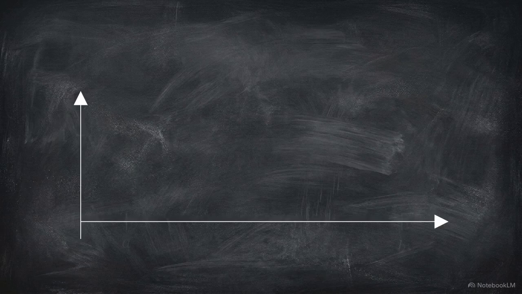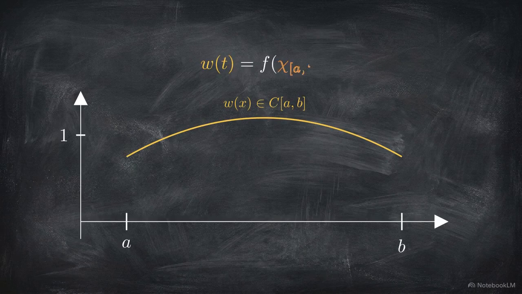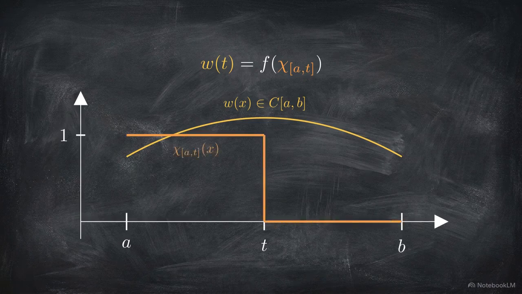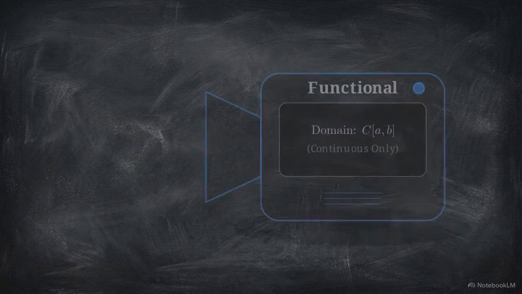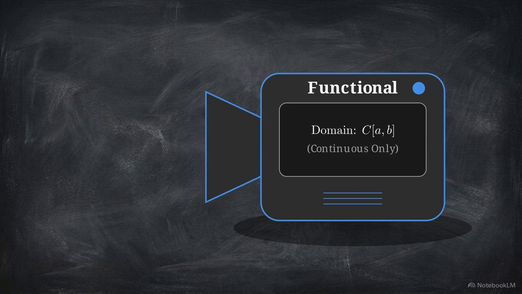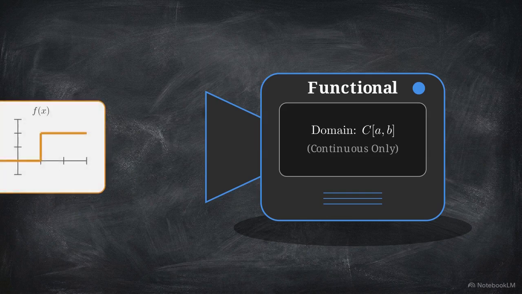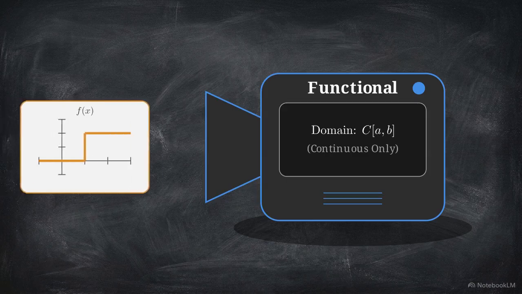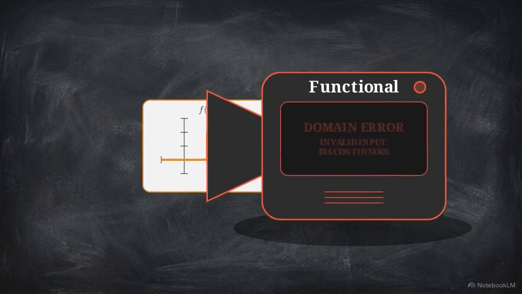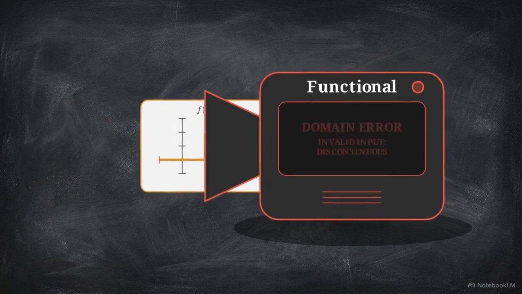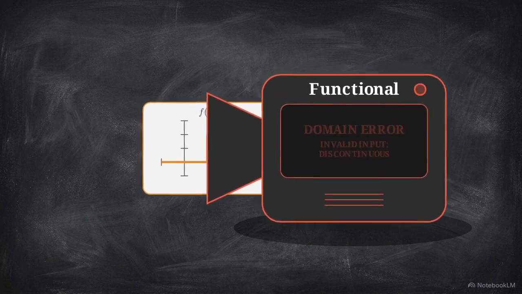But proving Riesz's theorem requires a specific construction. To mathematically define the weight function w(t), we are forced to test the functional against a discontinuous step function, specifically the characteristic function of an interval. This creates a domain error. By definition, our functional is only defined on C[a,b], the space of continuous curves. A discontinuous step function is an illegal input. The machine cannot process it because it lies outside the functional's original domain.